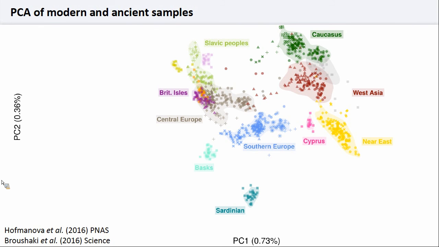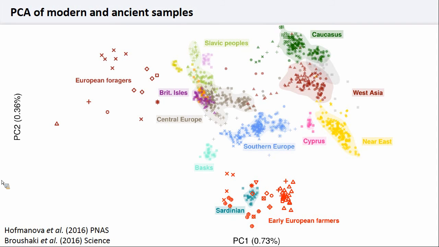Now the question is, where do our ancient samples fall? We can project the ancient samples on this. We have much less SNPs for the ancient samples, and all ancient samples have different sets of SNPs. So you need a way to actually project them on the map, using Procrustes analysis. And if we do that, these are all the samples that existed before our study. So we have the European foragers showing up here.